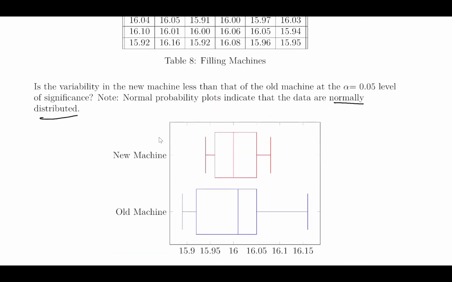And if you look at this one, I pretty much gave you a box plot. So if you look at both of the box plots, remember, variability or standard deviation measures how spread out they are. So if you look at the new machine and the old machine, are both of them the same spread or is one more spread out than the other? Yeah, so the old machine is more spread out.